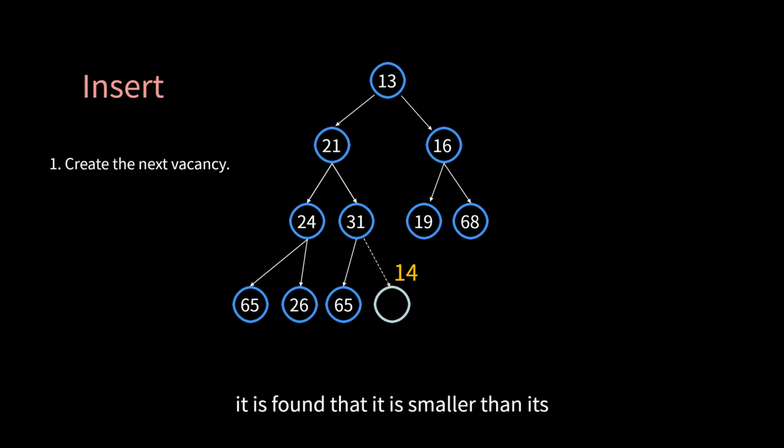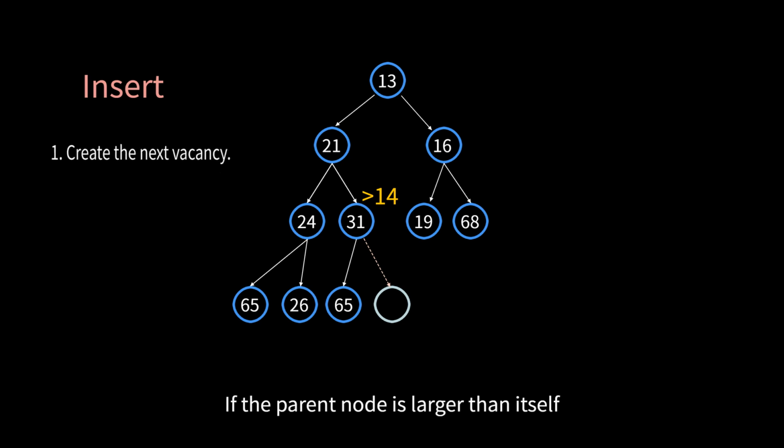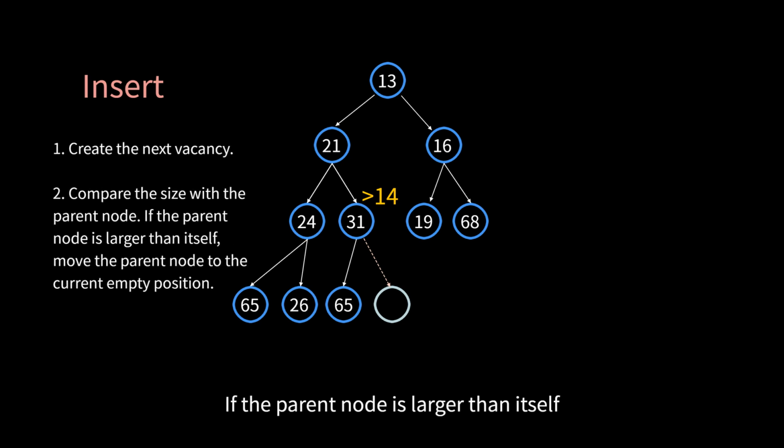Then it is found that it is smaller than its parent node, and it does not meet the requirement of the heap order, that a node is smaller than its child node. These steps boil down to comparing size with the parent node. If the parent node is larger than itself, the parent node will be moved to the current empty position. So it dives down its parent node.